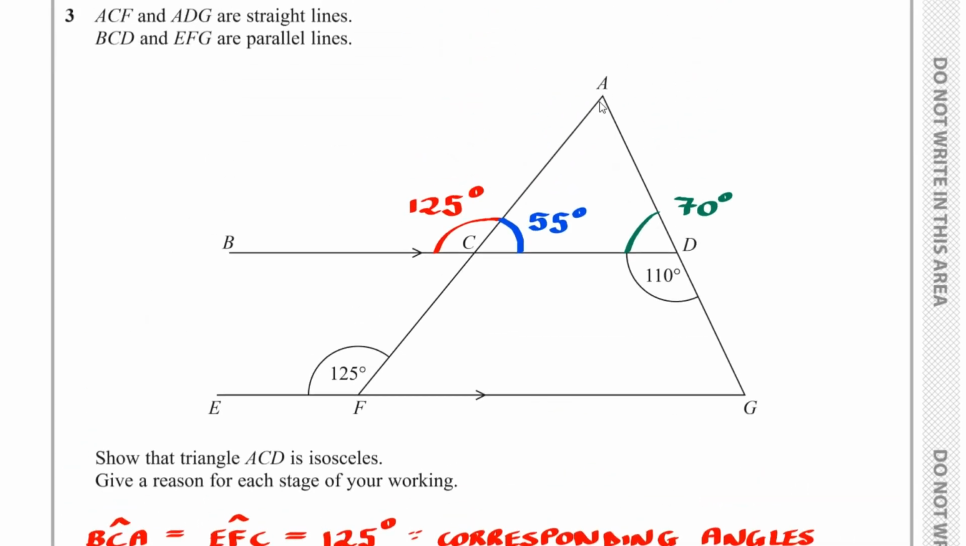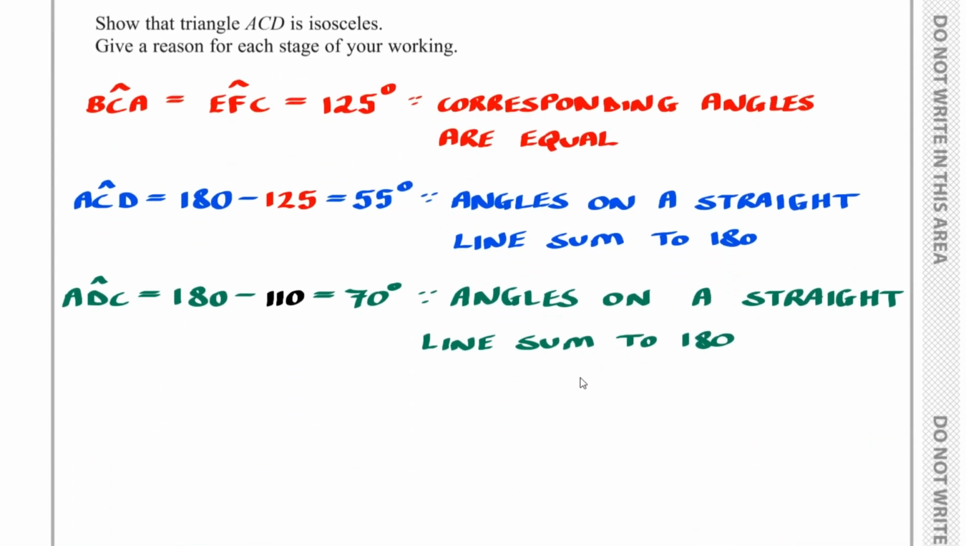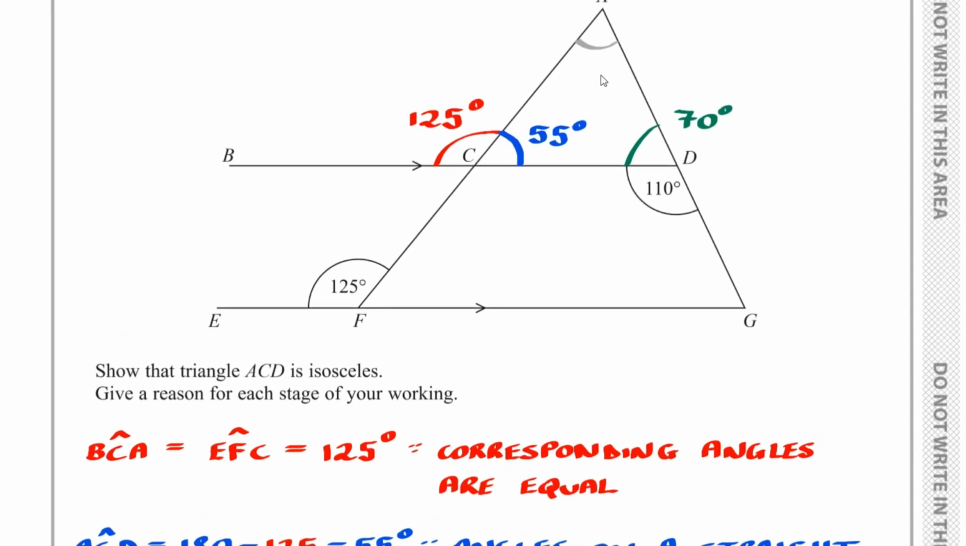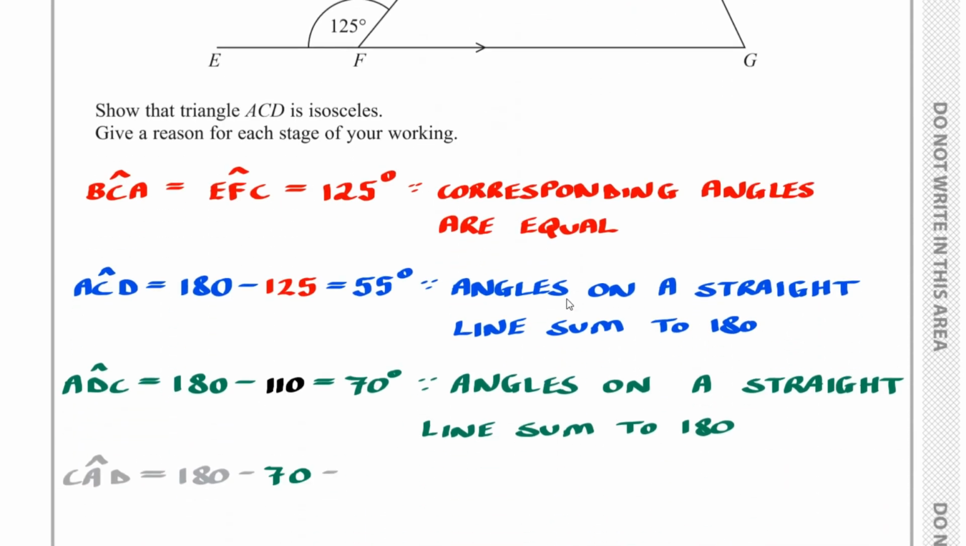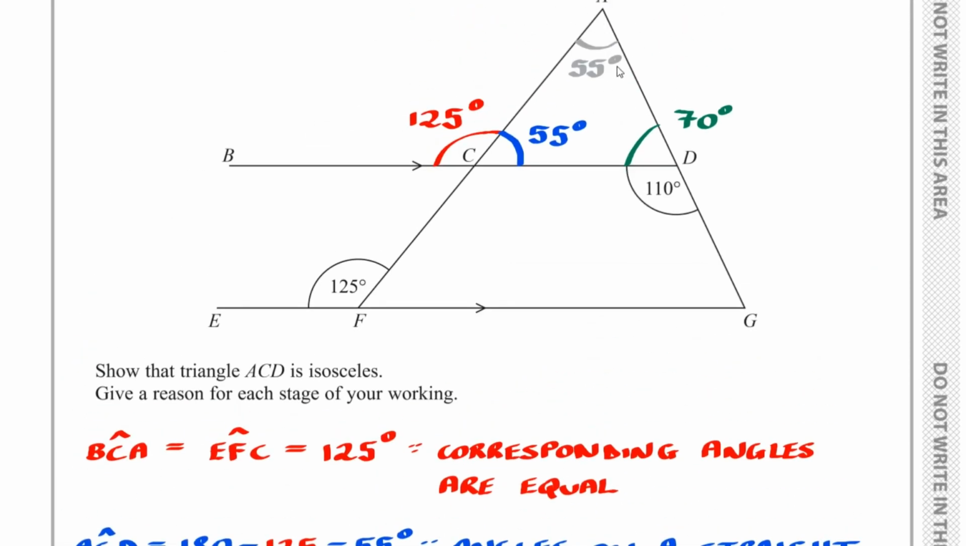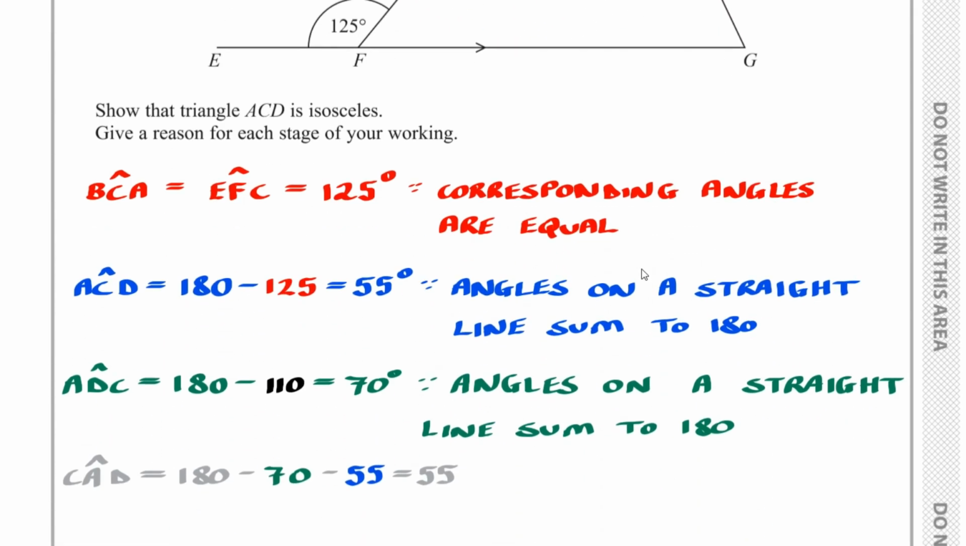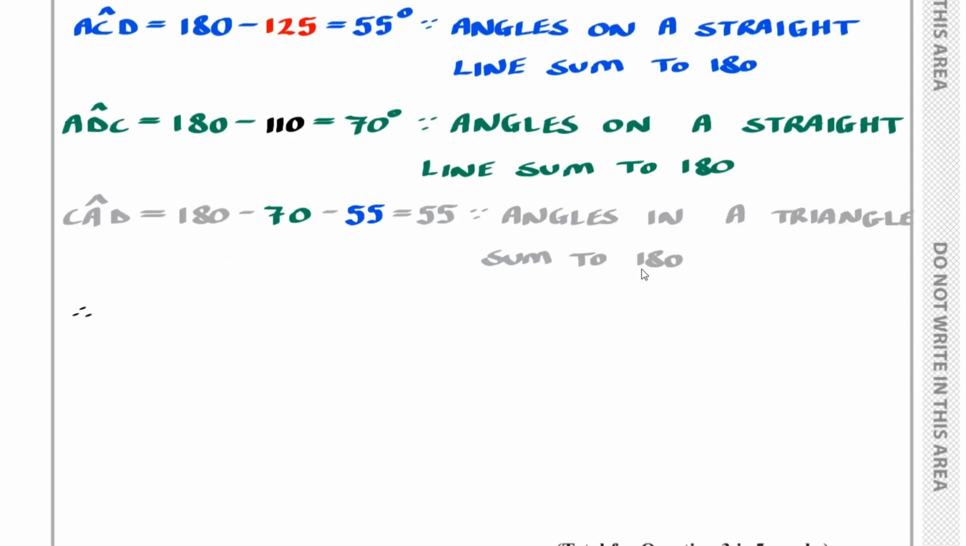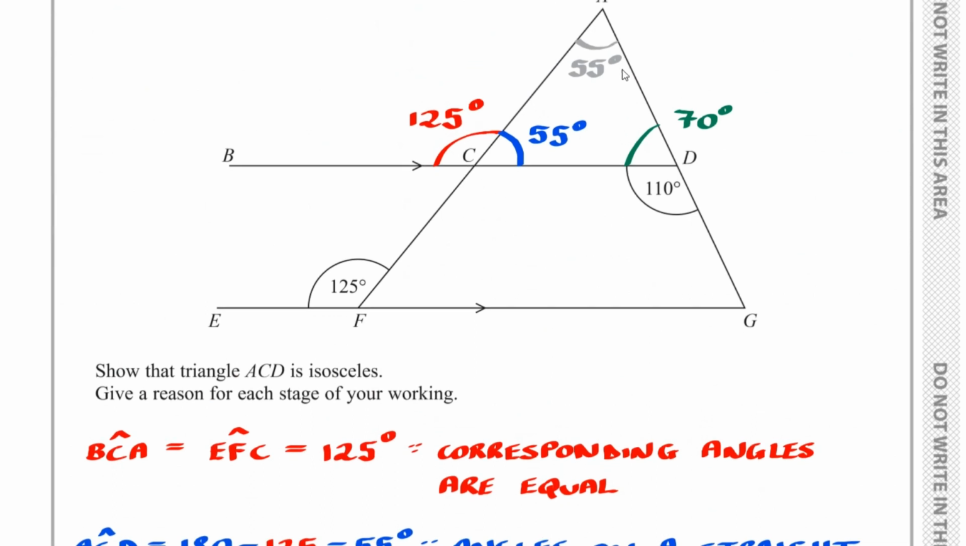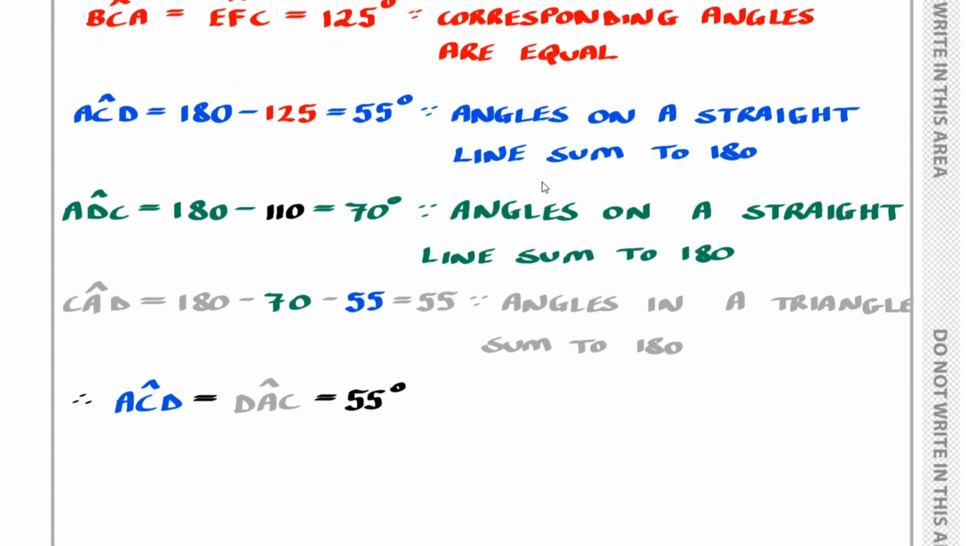So I can now find out what this missing angle A is. So the angle A, that's equal to 180 subtract 70 subtract 55, which is 55. And that's because we've got angles in a triangle which sum to 180. Which means the angle ACD and DAC are both equal to 55, so we've got the base angles in an isosceles which are equal, which means we've got an isosceles triangle.